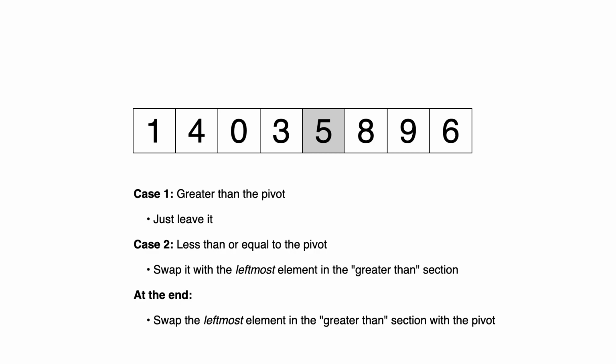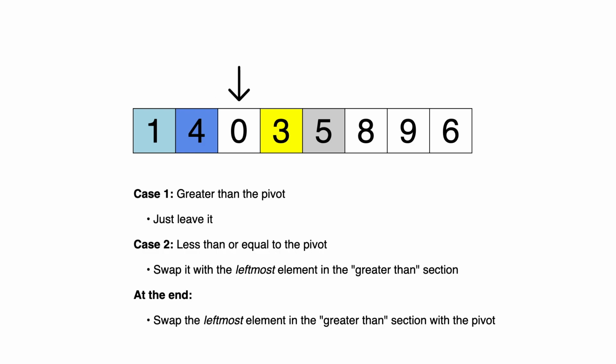Let's run QuickSort on the left side first. The pivot will be 3. 1 is less than 3, so normally we would swap, but since we don't have any elements yet that are greater than the pivot, we can't really swap it with anything, so we just move on. Next is 4, which is greater than 3, so we just leave it there.